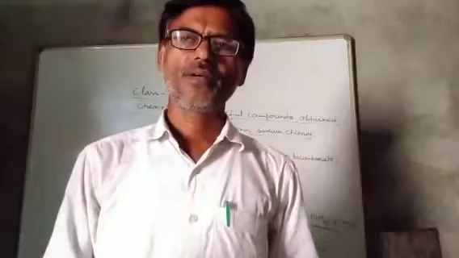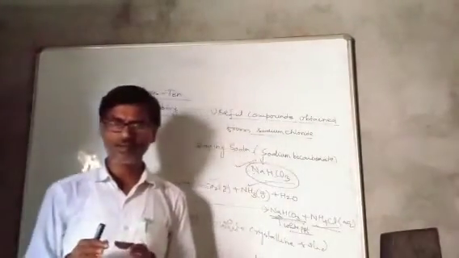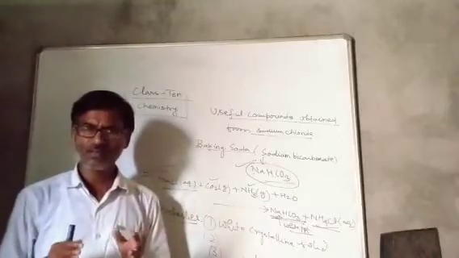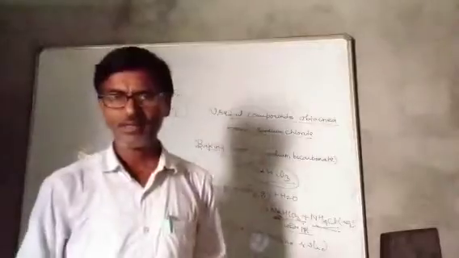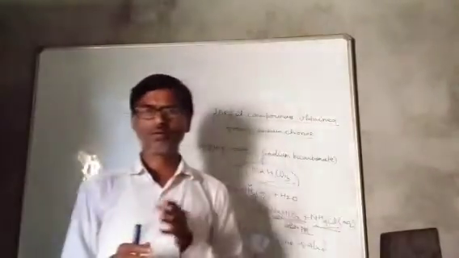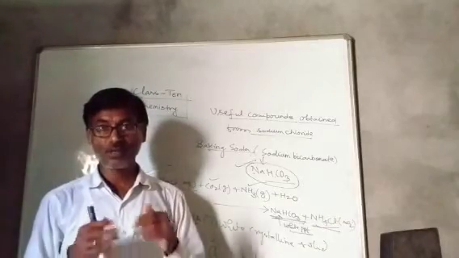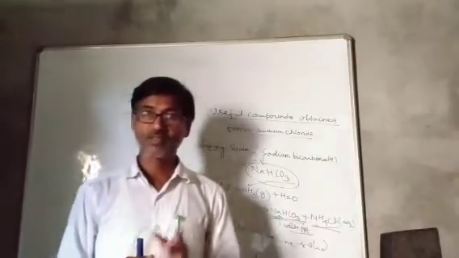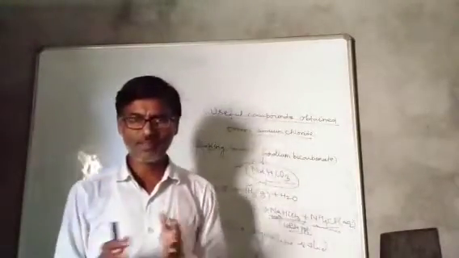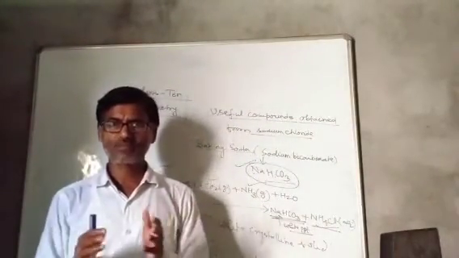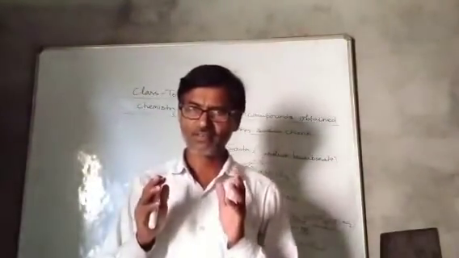Next, why tartaric acid? Baking powder is a mixture of baking soda and tartaric acid. Now, why is tartaric acid mixed with baking soda? What is the role of tartaric acid? And how does baking soda help in making bread soft, porous, fluffy, and delicious?